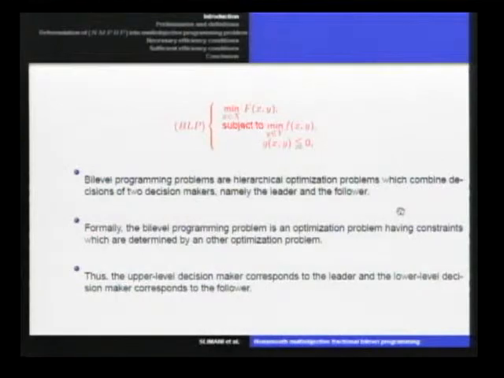Bilevel programming problems are hierarchical optimization problems which combine the decisions of two decision makers, namely the leader and the follower. Formally, the bilevel programming problem is an optimization problem having constraints which are determined by another optimization problem. Thus, the upper level decision maker corresponds to the leader and the lower level decision maker corresponds to the follower.